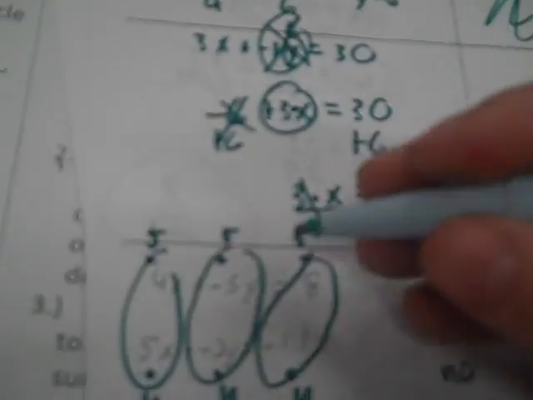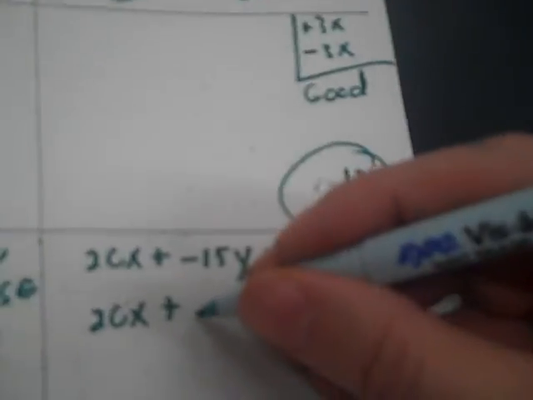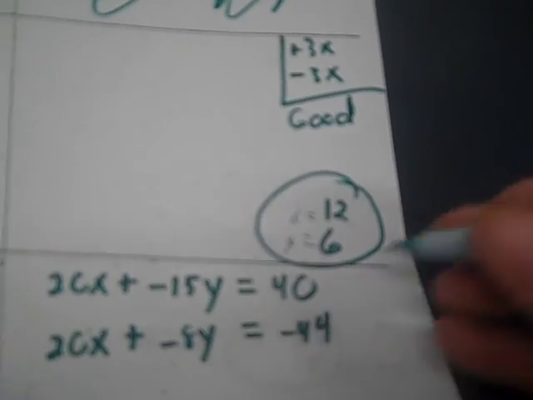Okay, so I take 4 times 5. That's 20 with x. Do that over here. Negative 3 times 5 is negative 15 with y. And then 8 times 5 is 40, okay? 5 times 4 is 20 with x. Negative 2 times 4 is negative 8 with y. And negative 11 times 4 is negative 44.